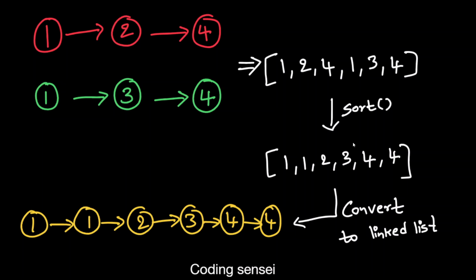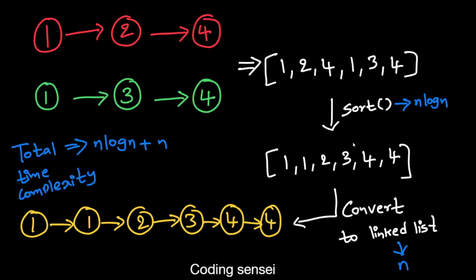That's one solution. Coming to the time complexity of this approach, the sort algorithm may take n log n time, and again converting that to a linked list we have to traverse through all elements in the list. That will take O of n time. So the total time complexity will be n log n plus n. But we want the optimized solution. The interviewer does not expect these kinds of approaches. You are supposed to do it in the optimized way. The time complexities matter.